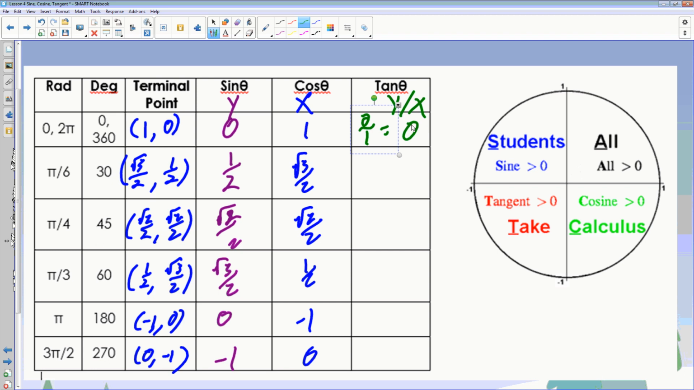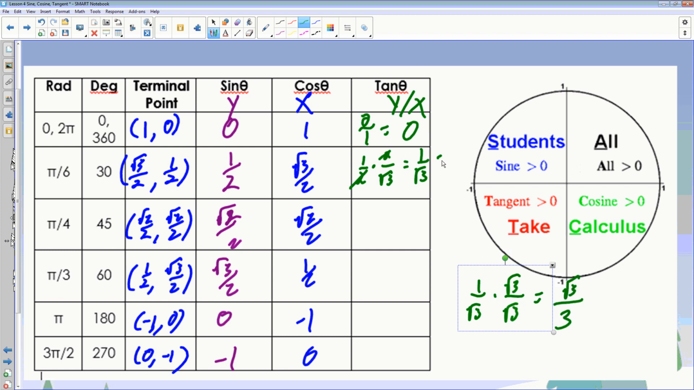The tangent of pi over 6. So that's going to be 1/2 divided by root 3 over 2. But whenever we divide fractions, we keep, change, flip. So it becomes a multiplication problem. The 2's are going to cancel. And now I have 1 over the square root of 3. I can't leave the square root of 3 in the denominator. I have to rationalize that. We talked a little bit about that last class. So I'm going to multiply by root 3 over 3. That becomes root 3 up top and just a plain old 3 in the bottom. So the tangent of pi over 6 is root 3 over 3.